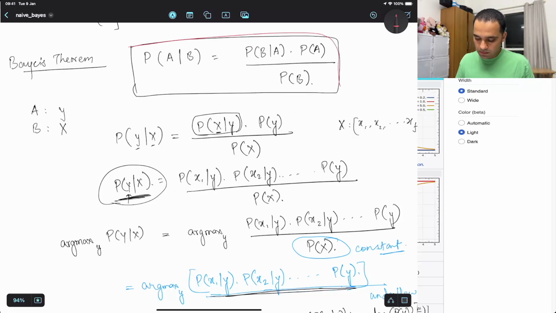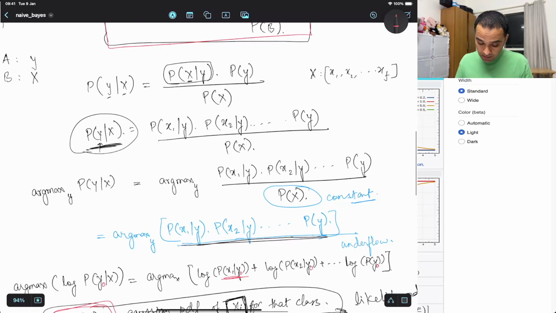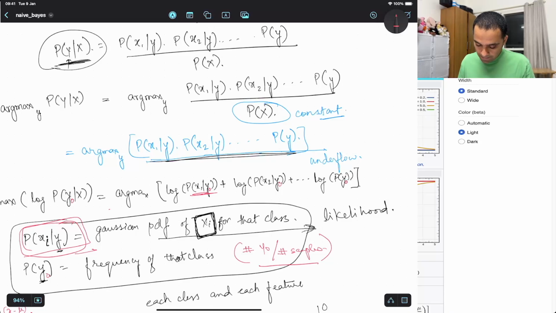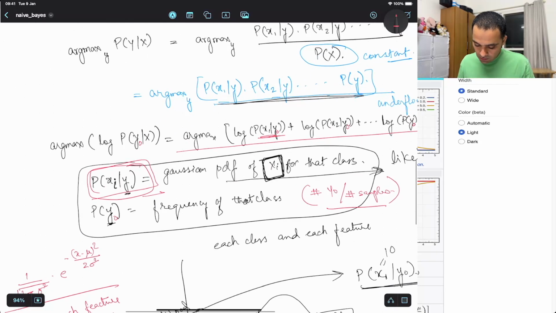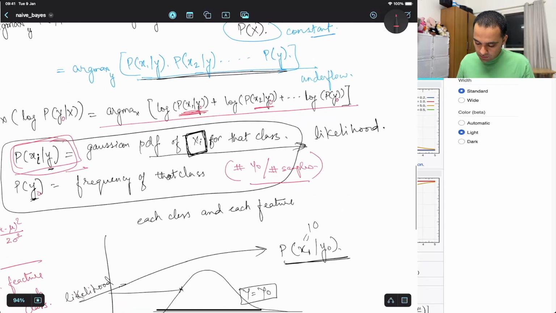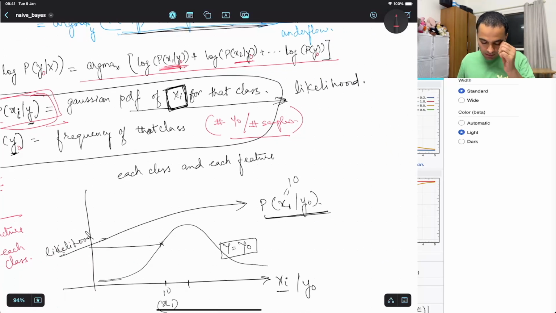Bayes theorem is just a starting point, which is why I'm not going into its derivation. From Bayes theorem, we approximate and find the probability of y given x. We have simplified the equation till this point, and here we need to understand how to calculate all these likelihoods, P of x1 given y0, x2 given y0, etc. We'll see how to do it. So now I'll just continue with the code.